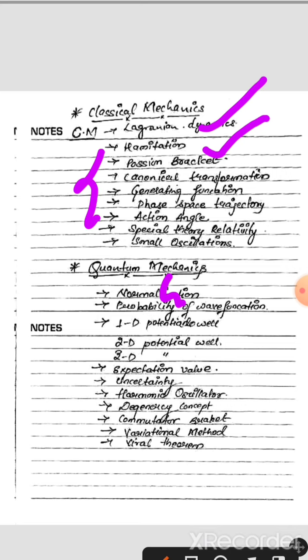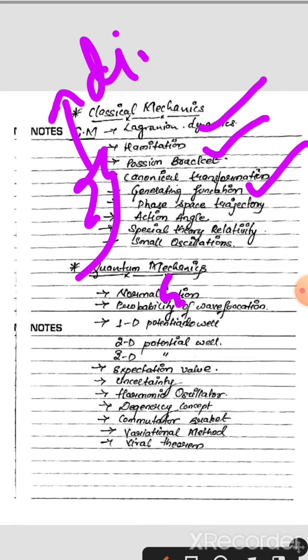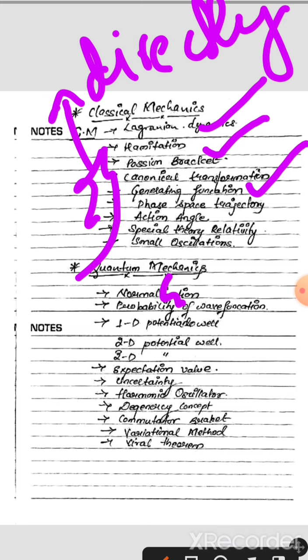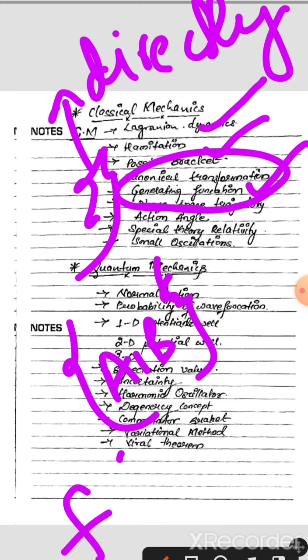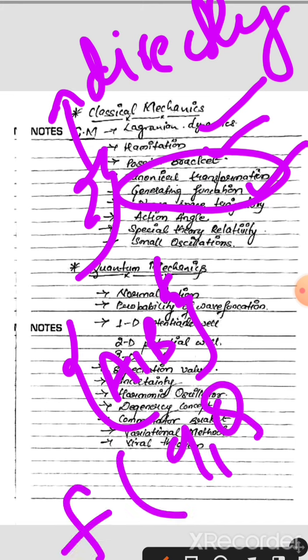Now comes Poisson bracket, canonical transformation, and generating functions. These questions come directly. They will directly ask you to find the Poisson bracket for any A or B, something like that. In generating functions, they will mention which type of function they are using, either small q, capital Q, into T or something like that. It will be directly mentioned in the KCET exam. They will not go deep into applying, but they will directly ask you to find the generating function.